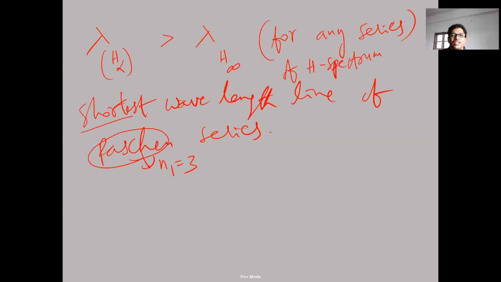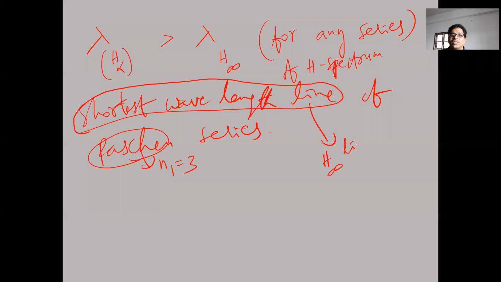And they mentioned the shortest wavelength line. Which line do we have to recall? The shortest wavelength line means it must be the infinity line, the infinity line of Paschen. For any infinity line, what do we have to recall? The n2 value must be infinity. Is the concept clear? So for the shortest wavelength line we recall the infinite line, which means n2 value must be infinity.